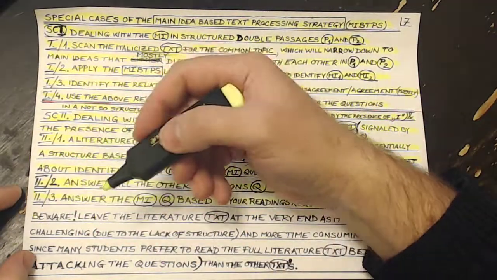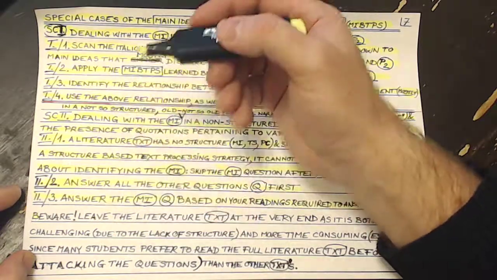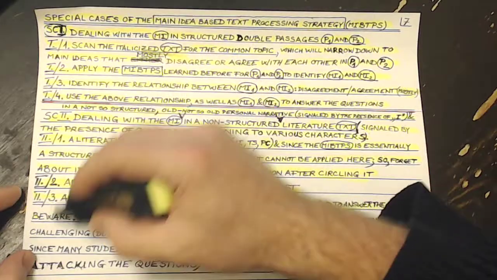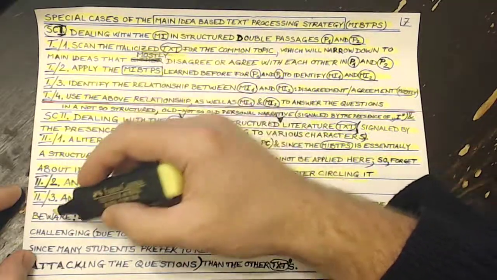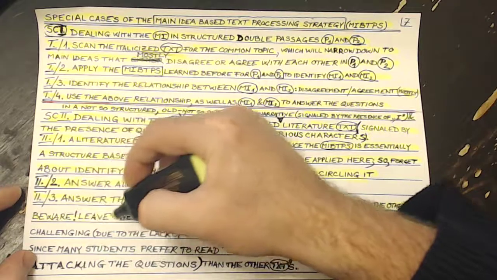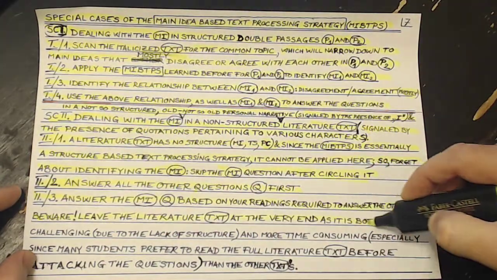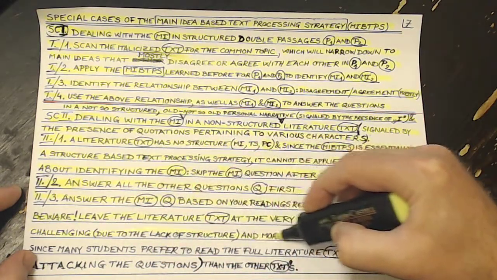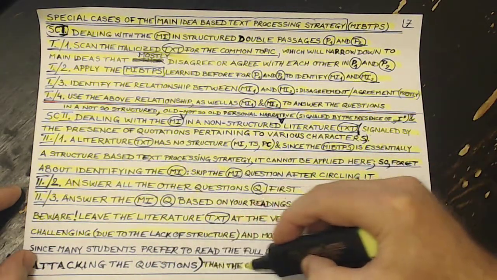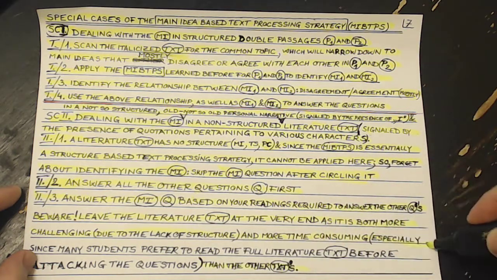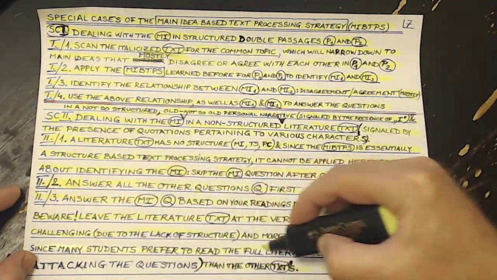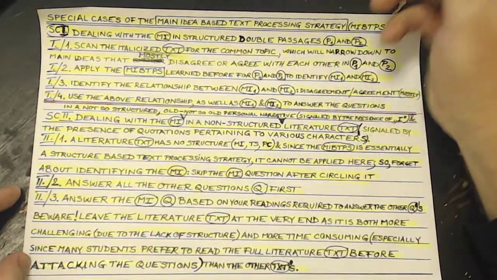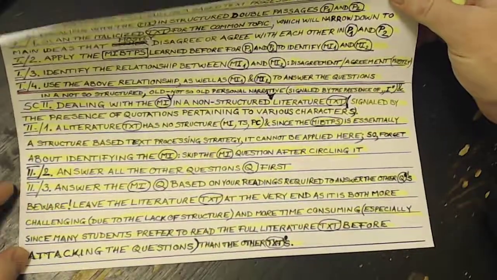Of course, many students like to read the full literature passage beforehand. You can do that, but this is a better method. It's more systematic, although it takes some time to get used to. Final advice, beware, leave the literature text at the very end, as I said before, as it is both more challenging due to the lack of structure and more time-consuming than other texts. Especially since many students prefer to read the full literature text before attacking the questions. Okay, so that's that.